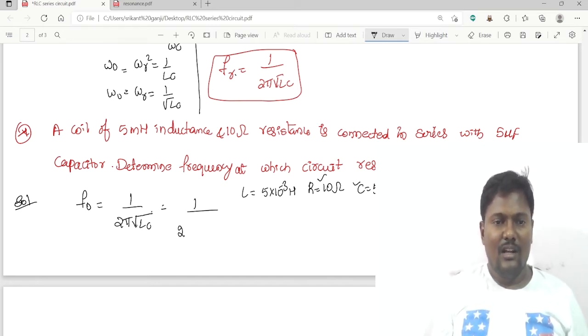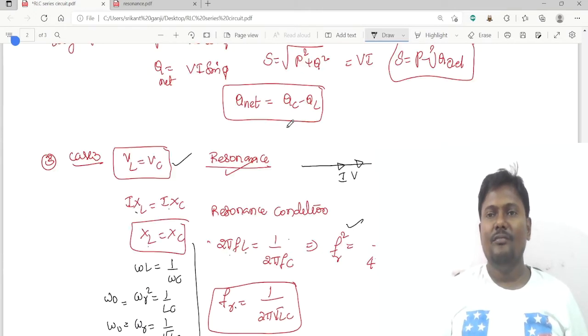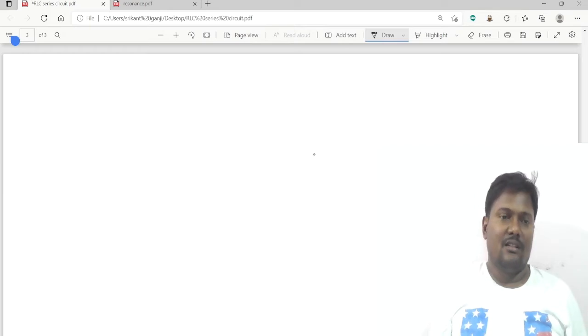So substitute the values: 1 by 2 pi root of L, which is 5 into 10 to the power of minus 3, and C, which is 5 into 10 to the power of minus 6. Then finally I got 1.0065 kilohertz. So this is the answer, 1.0065 kilohertz.